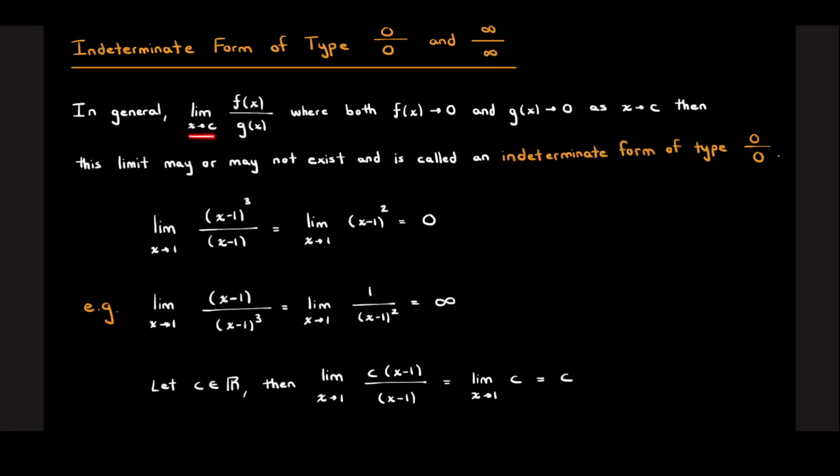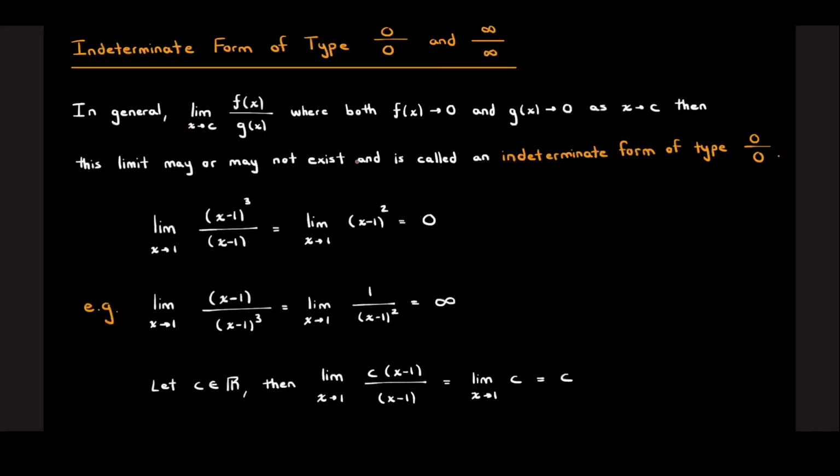The limit as x approaches c of f of x divided by g of x, where you notice that both the numerator and denominator are approaching 0 as the inputs approach this limiting point. Then it turns out that this limit may or may not exist. It's called an indeterminate form of type 0 over 0. So what do I mean by indeterminate form? I mean that the limit cannot be predicted based on the given form. It may or may not exist.